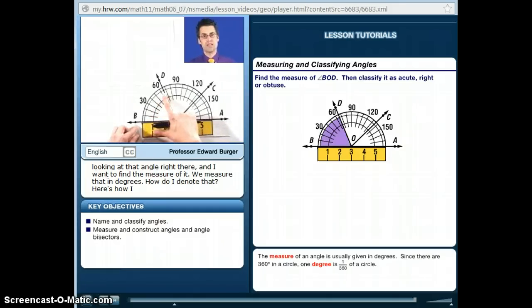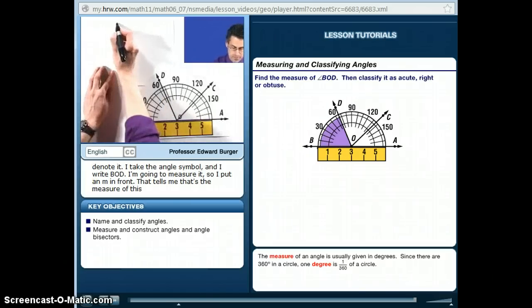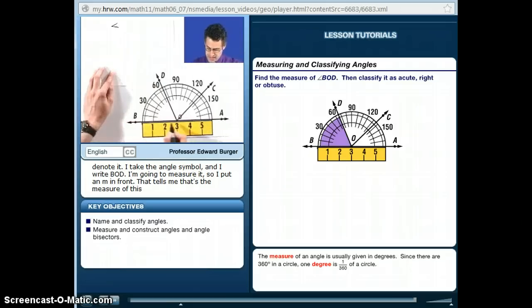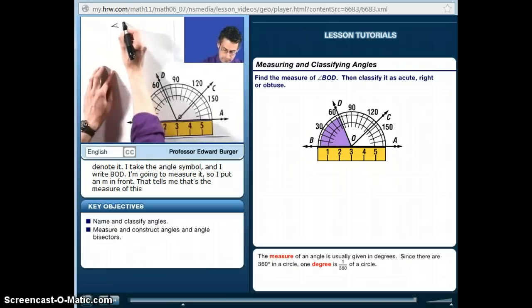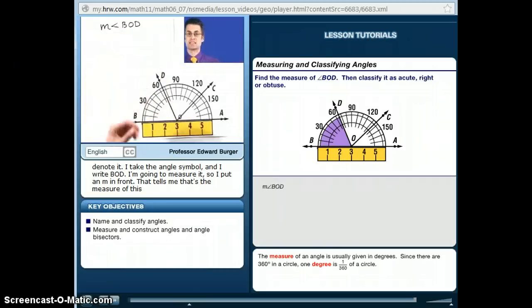I'm looking at that angle right there, and I want to find the measure of it, and we measure that in degrees. How do I denote that? Here's how I denote it. I take the angle symbol, and I write BOD, and I'm going to measure it, and so I put an M in front, and that tells me that's the measure of this angle.